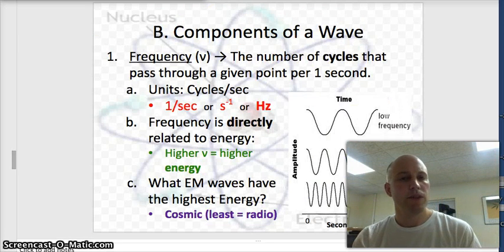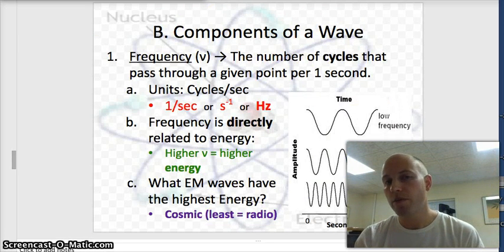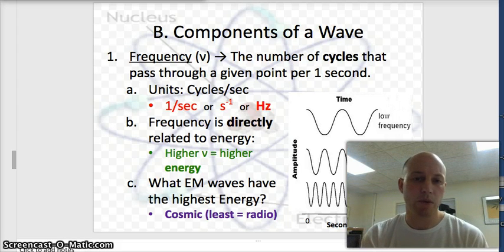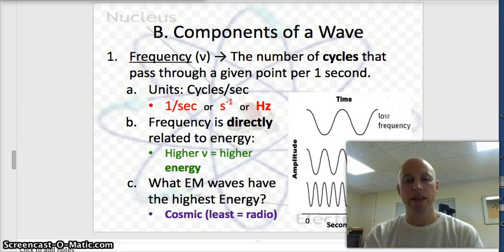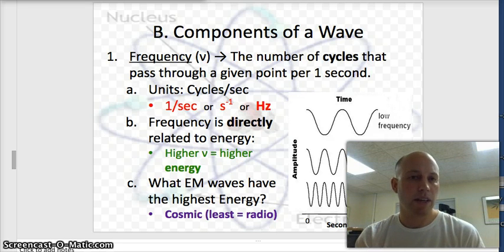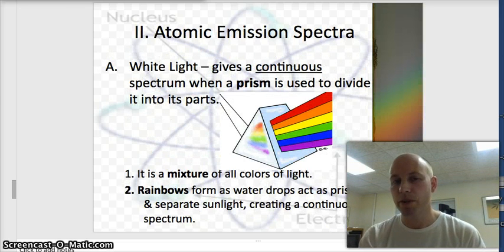That will lead us to the components of the waves, and we'll be doing some calculating in terms of frequency and wavelength and seeing how those are related. We can also tie that in with calculating the energy of a wave. The second part of Lesson 2 will deal with atomic emission spectra.